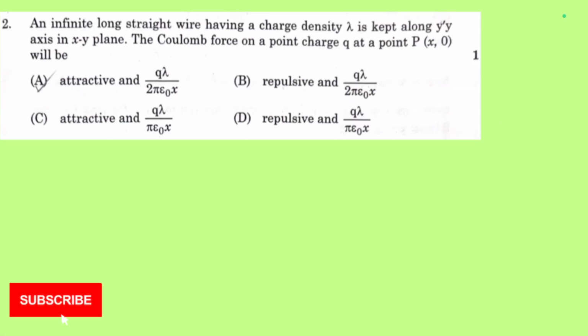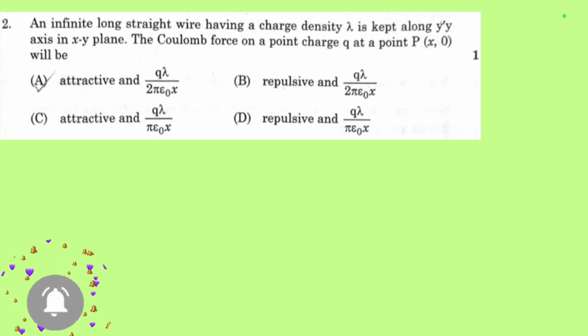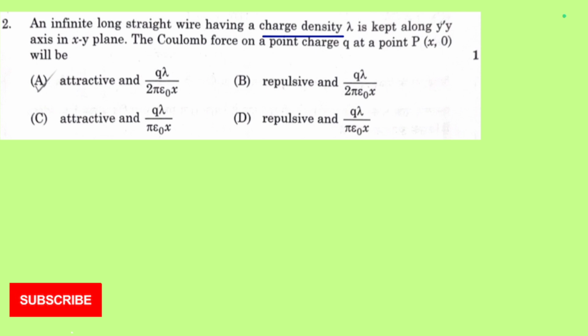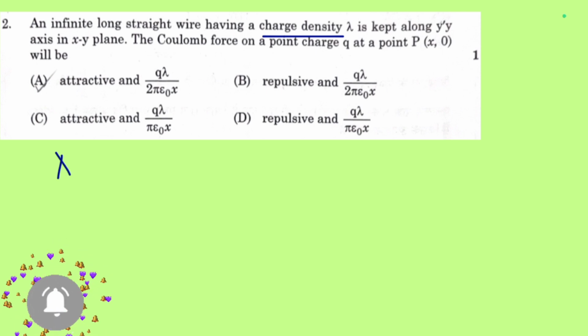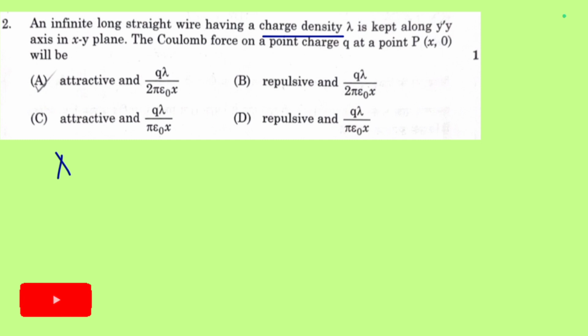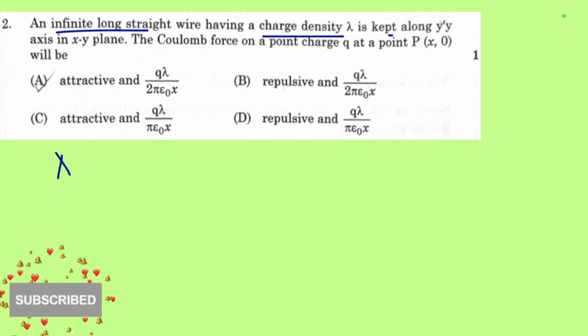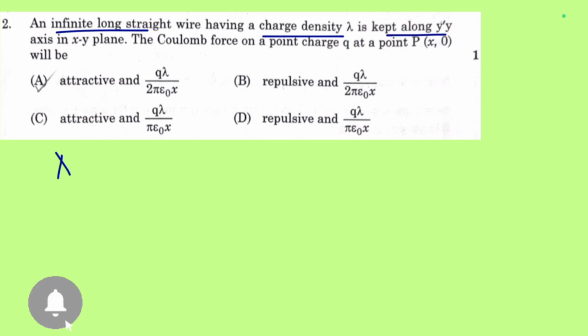Now this is another question that is given here. What is given? An infinite long straight wire having a charge density lambda. What is charge density? It is the charge per unit length of any particular conductor. Now it is an infinite straight long conductor, kept along the y'y axis, meaning it is vertical. That is the vertical axis, in the xy plane. The Coulomb force on a point q.